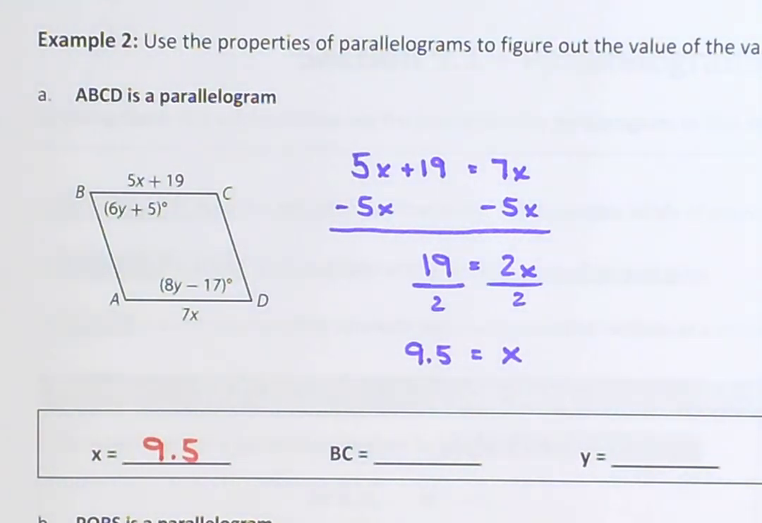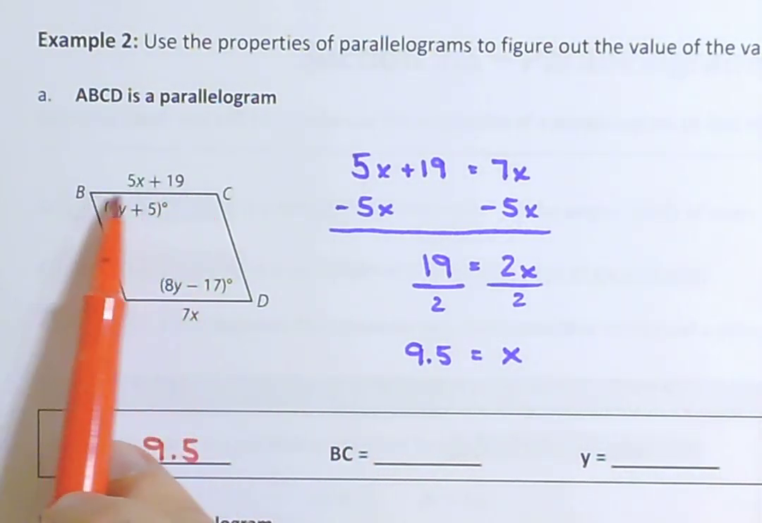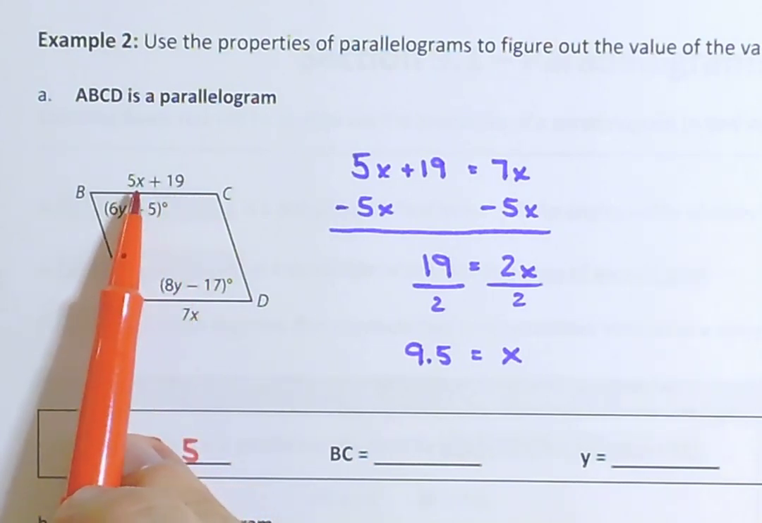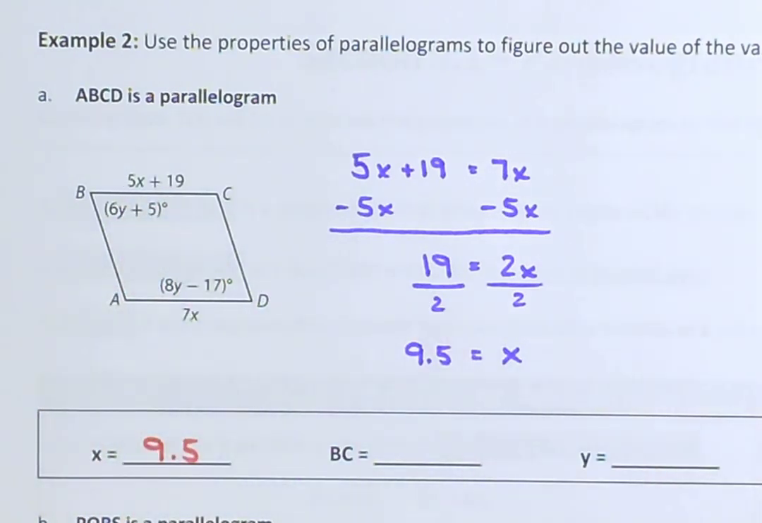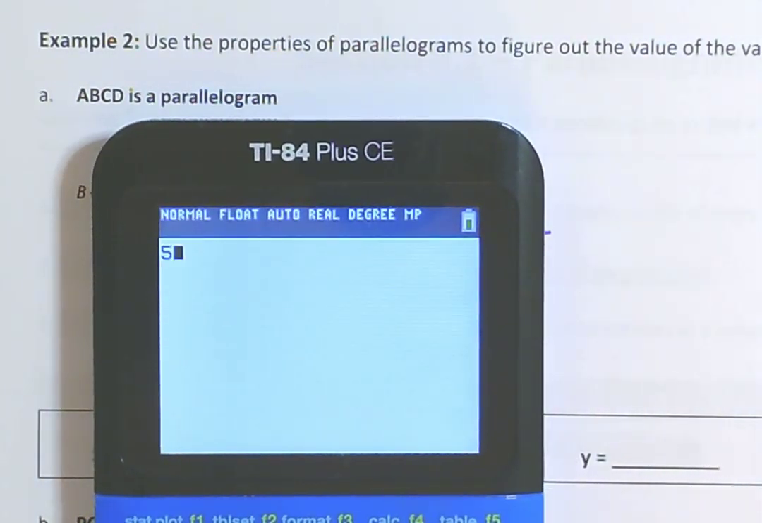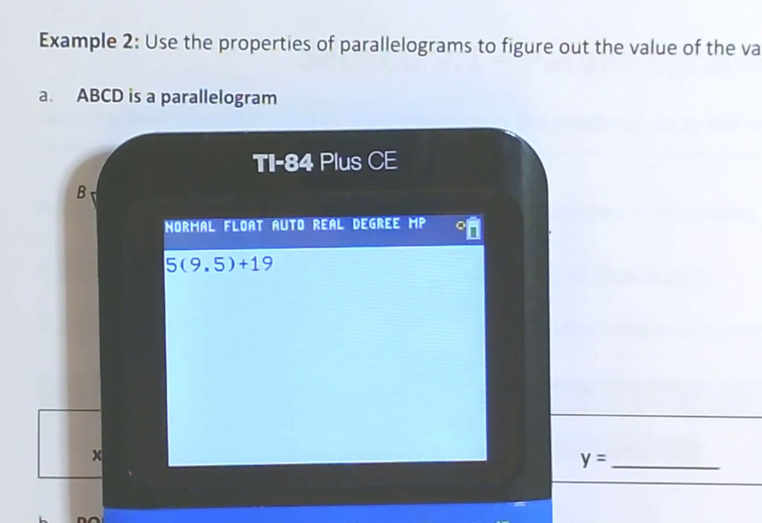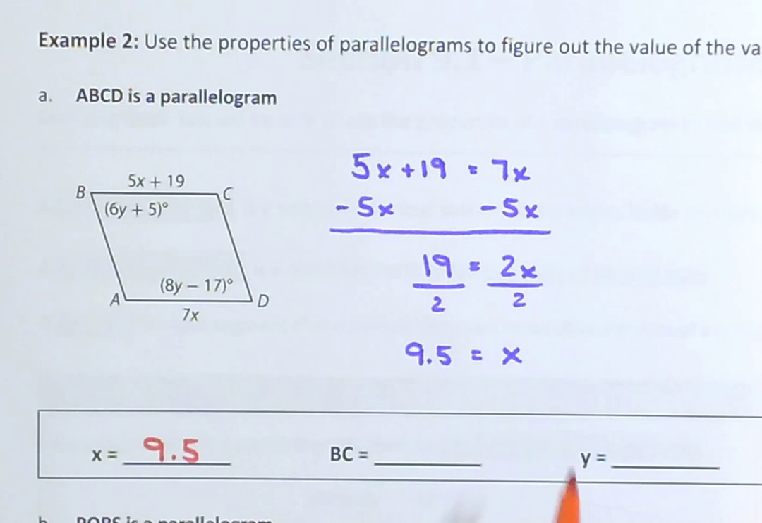So now that I know what x equals, I can use that to help me figure out what BC's measure is going to be. So BC is this 5x plus 19. If I want to know the measure of BC, I just figured out that x is 9.5. So I'm going to use that 9.5 and I'm going to plug that in for x. So we're going to take our calculator. We're going to do 5 times 9.5 plus 19. And I get 66.5 for the measure of BC.